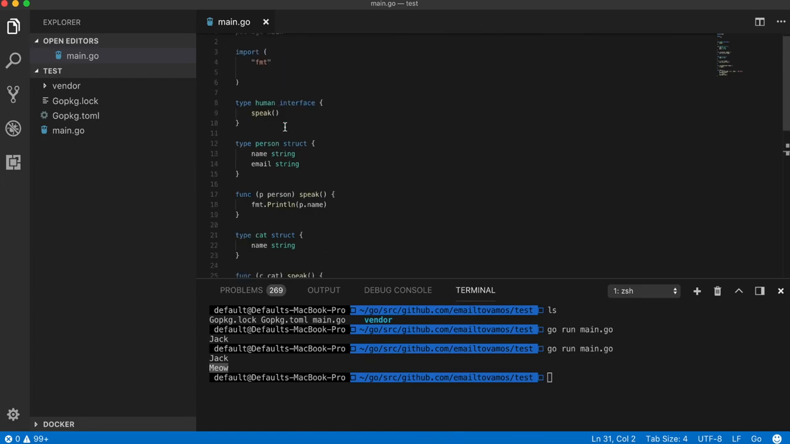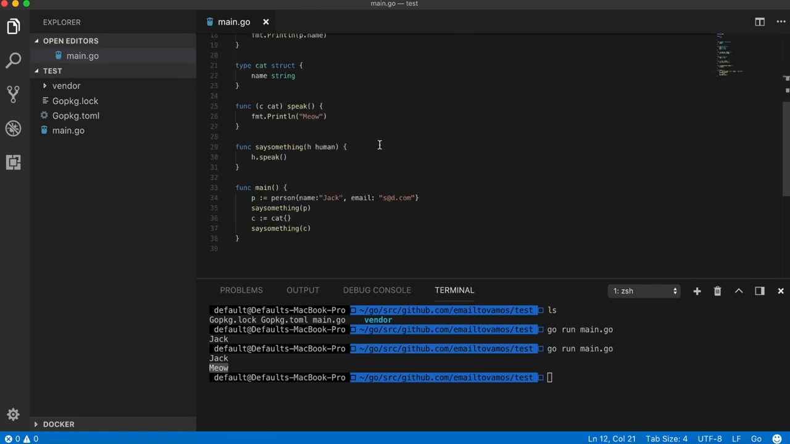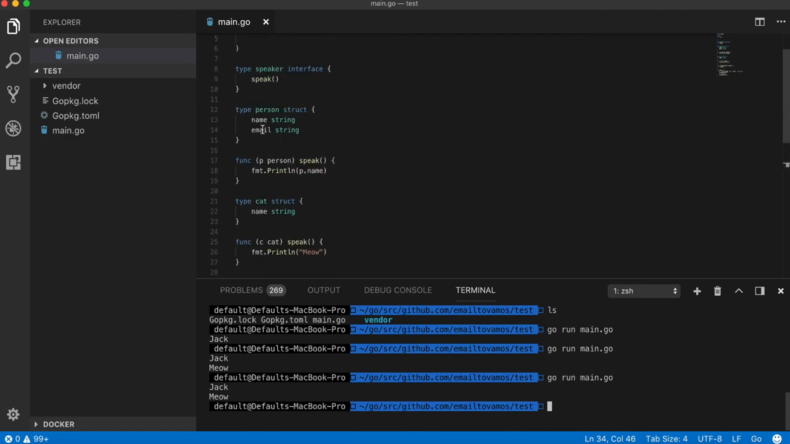So maybe instead of calling this interface human, I can call it speaker, for example. Which makes more sense now, because a speaker is somebody who can speak, right? So a person can implement this and can speak, and a cat can implement this and speak something.